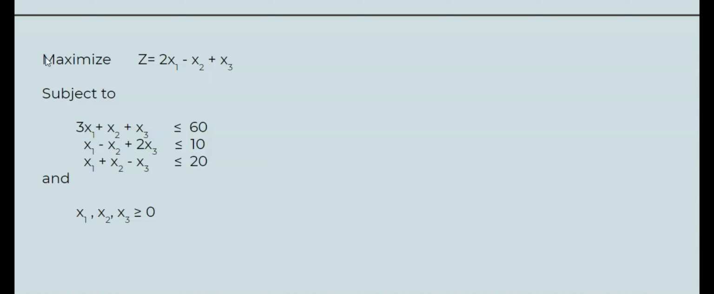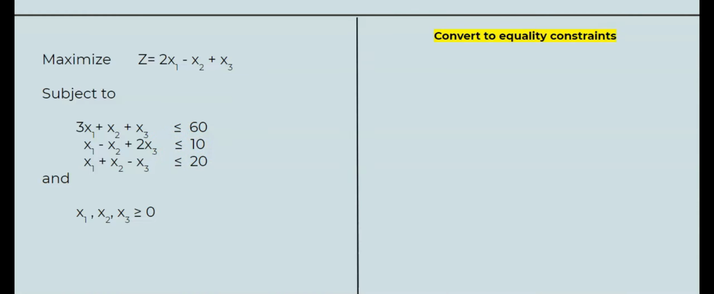We have a problem that says we're maximizing z equals 2x subscript 1 minus x subscript 2 plus x subscript 3, which is also known as the objective function. We also have these three right here, which are our constraints and restrictions, and these are all inequalities right here. Moving on to the next process, which is converting our inequalities into equality constraints.